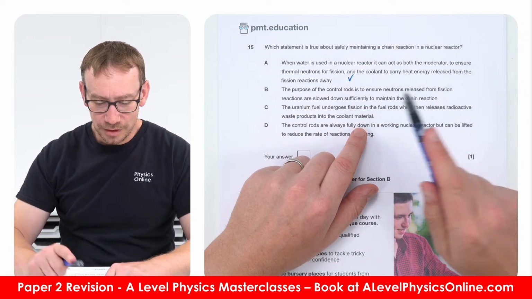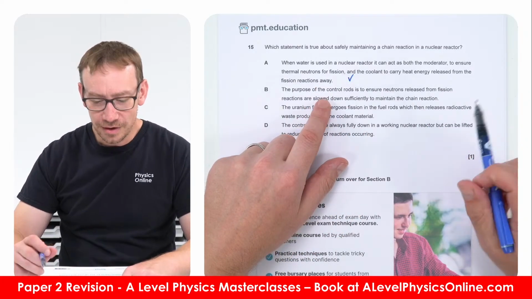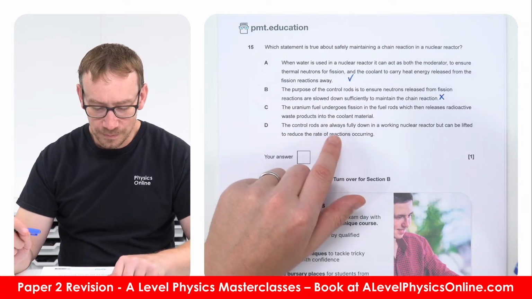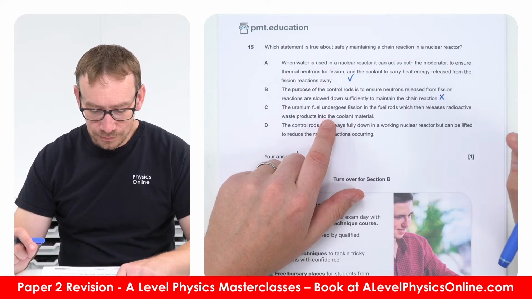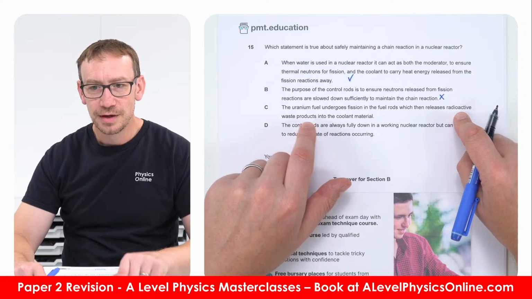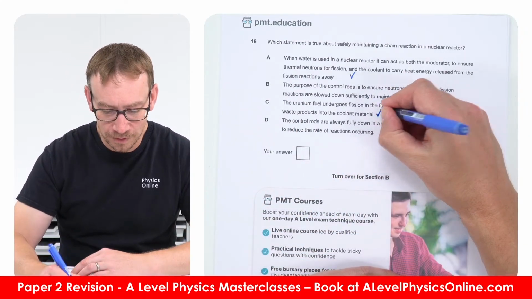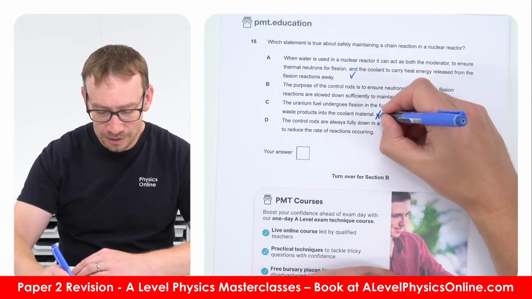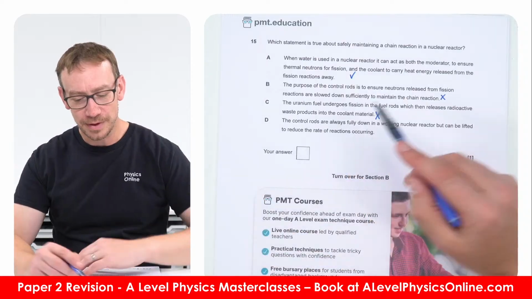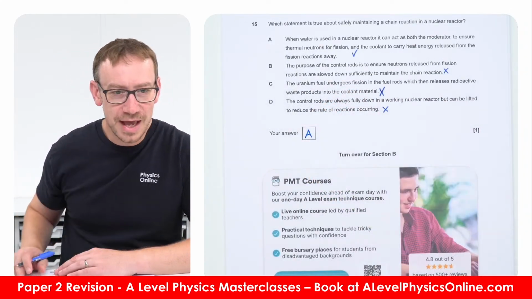The purpose of the control rods is to ensure neutrons released from fission are slowed down. No, that's not what a control rod does. That's what a moderator does, so that's not true. We're not releasing radioactive waste products into the coolant material because those radioactive waste products tend to stay within the spent fuel rods, so that's not true either. And they're not always fully down, they're often up, they can move up and down depending on how quickly that reaction wants to go. So here the answer for 15 is A. There we go.